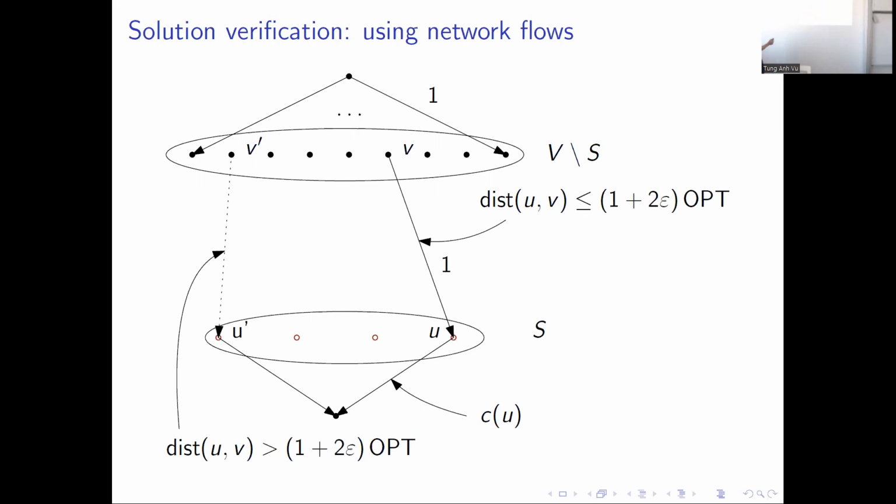And now how do I complete this graph? For this pair of vertices, if their distance is at most 1 plus 2 epsilon times the optimum, which is what I'm looking for, then I add an edge of capacity 1. If the distance is more than that, I don't add the edge. And this is how, if I give you some set of points and I ask you, does a solution of cost 1 plus 2 epsilon opt exist? You create this network flow and you ask, is there a flow of this size? Okay.